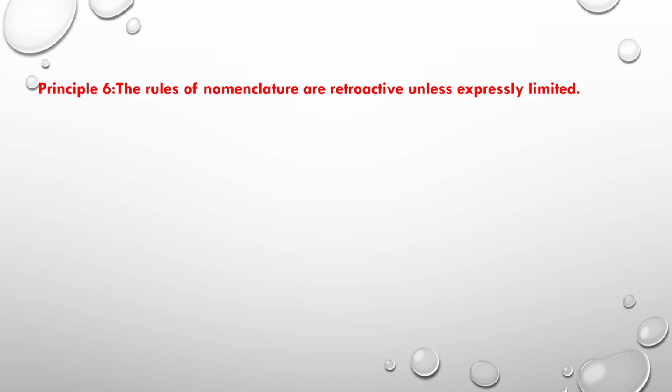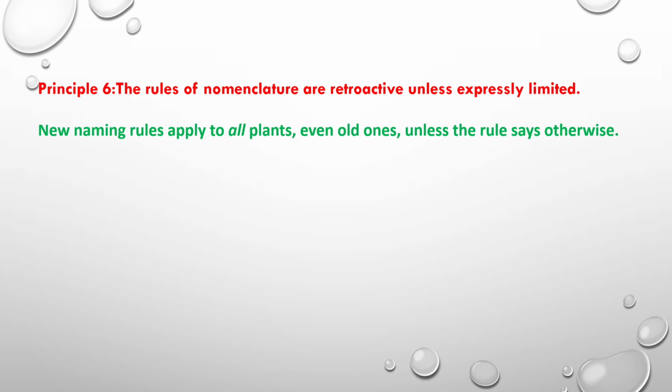Now coming to the last principle: rules of nomenclature are retroactive unless expressly limited. It means the new naming rule will apply to old names too. If there is any change in the rule, then this change will be applicable to the old names.